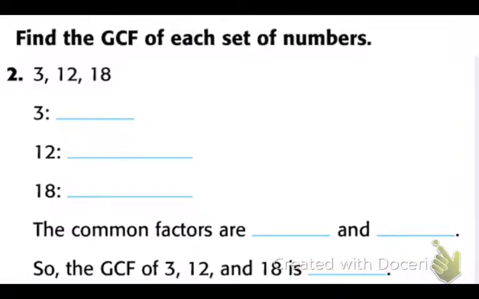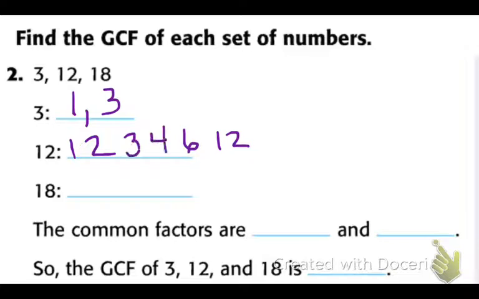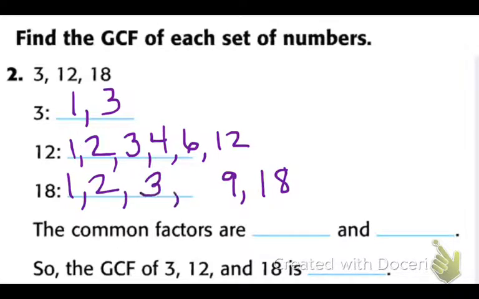I can move on. Find the greatest common factor of each set of numbers. Well, step 1, list the factors. 1 times 3. That's the only way to make 3, so it only has 2 factors. 1 times 12, 2 times 6, 3 times 4. Notice that I list them in pairs. That just helps you keep track and not forget one. What are the factors of 18? Well, 1 times 18, 2 times 9 is 18, 3 times 6 is also 18.